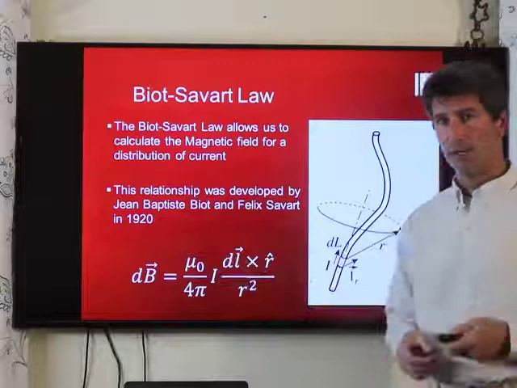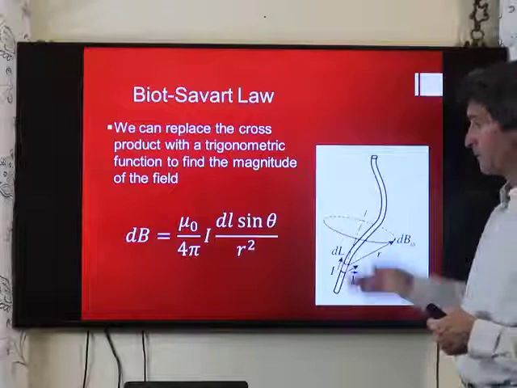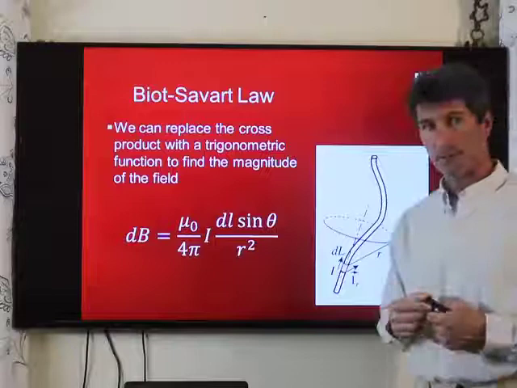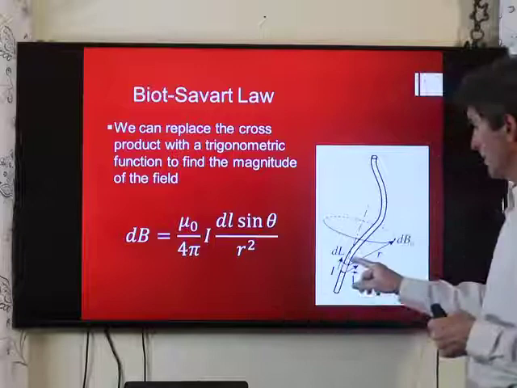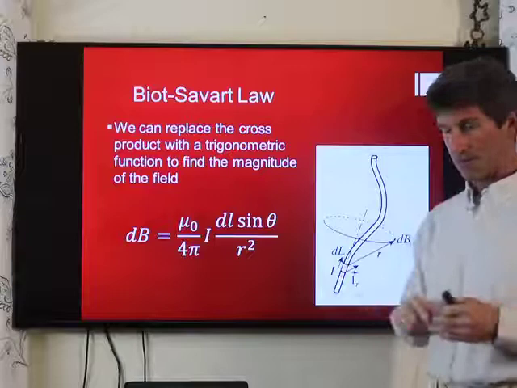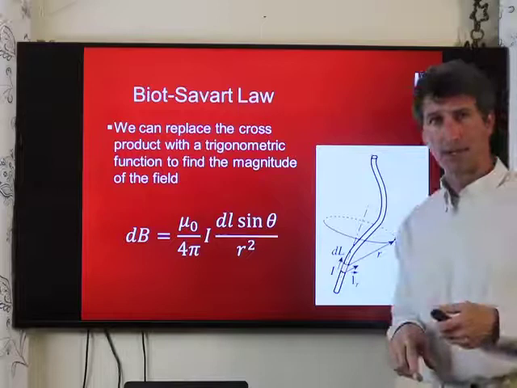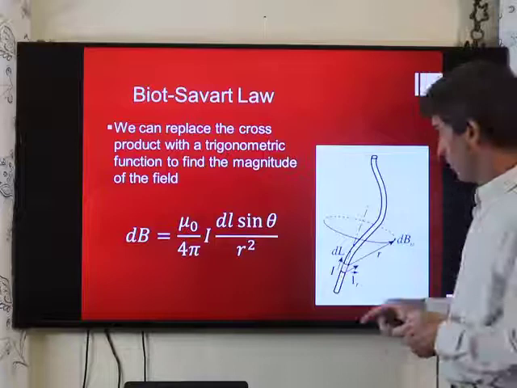Okay, so here is the magnitude. Here we got rid of the vector form of this. We just have to be a little bit careful here because we have to understand what this sine theta represents. Remember, we had dL cross r hat. So this angle involves the r vector, the distance vector, the position vector, whereas dL represents the direction that the wire is going. So theta is the angle between these two.